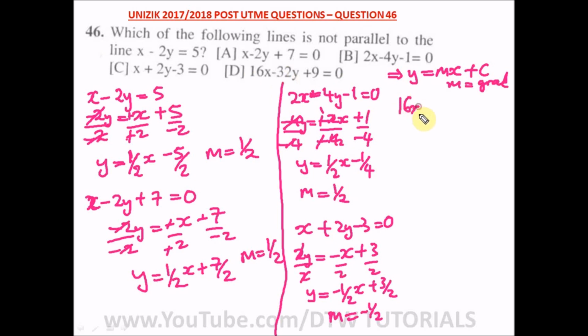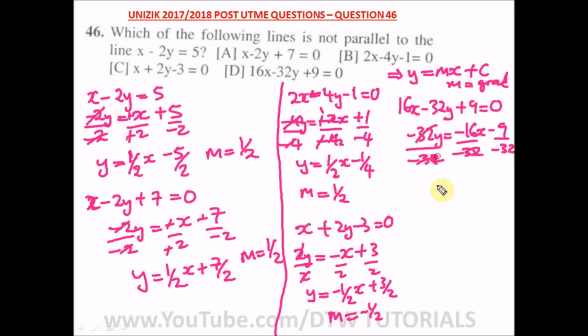So we have 16x minus 32y plus 9 equal to 0. So we have minus 32y equal to minus 16x minus 9. Divide both sides by minus 32. We have y is equal to, this minus will cancel this minus, and 16 into 16 is 1, 16 into 32 is 2 times. So we have 1 over 2x plus 9 over 32, and our gradient here is also half.